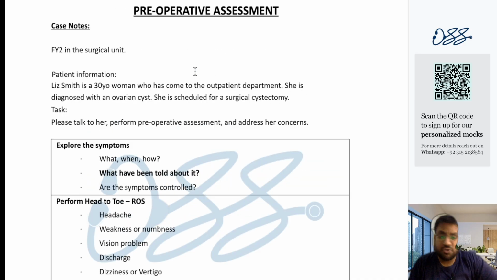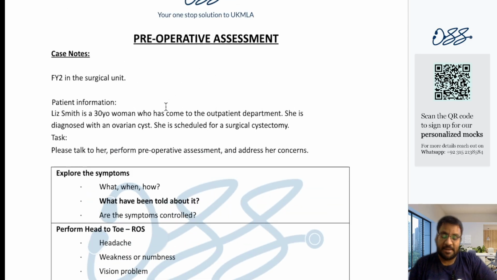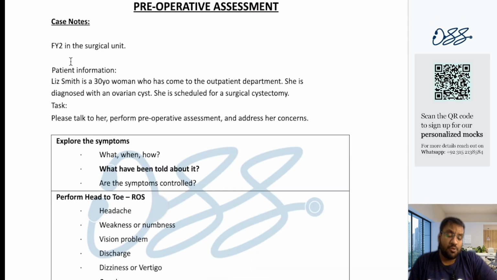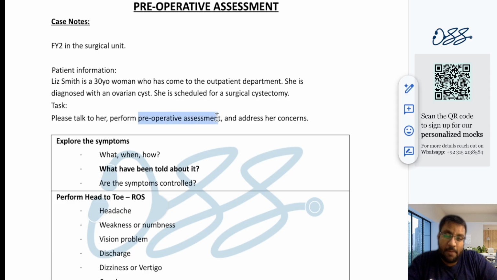So let's go through the pre-op assessment in detail. In the case note, you would see that you are an FY2 in a surgical unit, or it can say that you are an FY2 in the anesthesiology unit. The patient, Liz Smith, a 30-year-old woman, or whatever the age is, has come to you, and she's diagnosed with an ovarian cyst, or any surgical diagnosis would be given. It would be mentioned that she's scheduled for a surgical cystectomy, or a laparotomy, or any surgical procedure name, and the task would clearly state that you have to perform a pre-operative assessment.